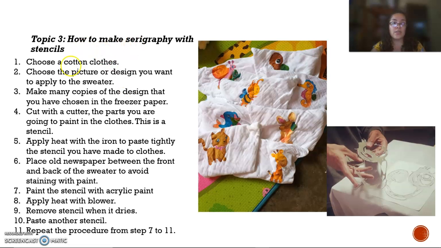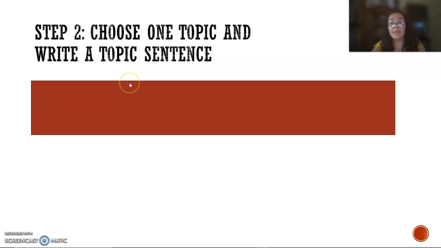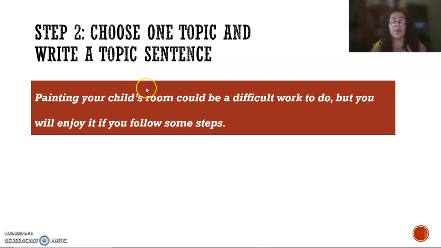I have another topic, number 3, which is how to make serigraphy with stencils. So this is another topic that maybe I can choose to write my paragraph. But then I want to choose one. I choose the first one and I write this topic sentence. The topic sentence for my paragraph is: painting your child's room could be difficult work to do, but you will enjoy it if you follow some steps.